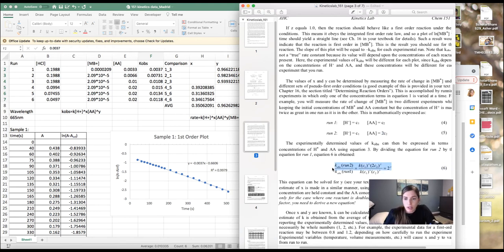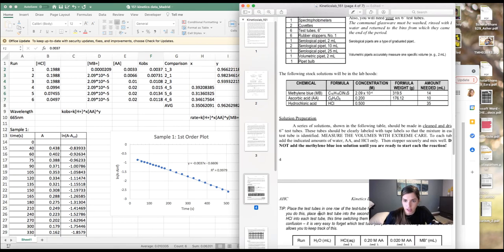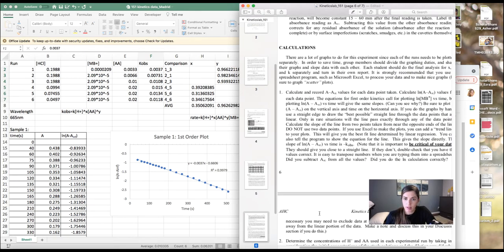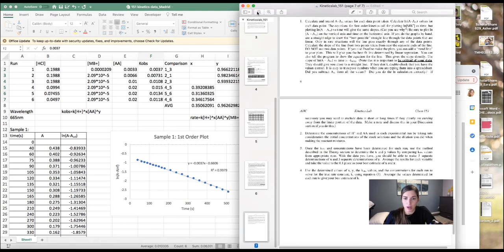Okay, so this tells us we can directly compare run 2 and run 1. And how this is set up is it says K observed, which is your observed rate constant, for run 2 is going to be equal to your real rate constant times the concentration of, in this case, HCl to the X, times the concentration of your ascorbic acid to the Y. Okay, so we're going to do that down here in the calculations number 3.